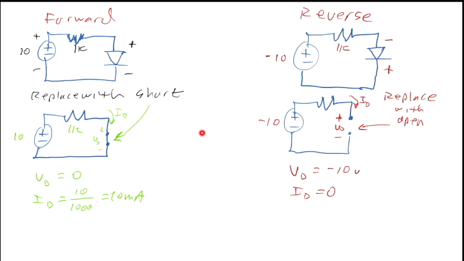Over here, we have a positive current. We've got current flowing in because we have a higher voltage on this side than this side, so we have a positive current. We can replace the diode with a short. We have no volts across the diode, but we can find the current from just these two components, and we've got 10 milliamps.